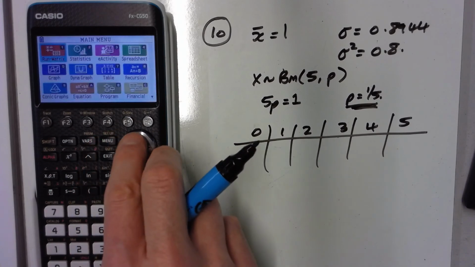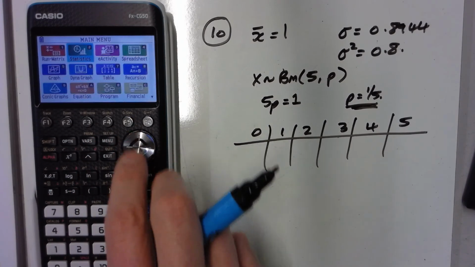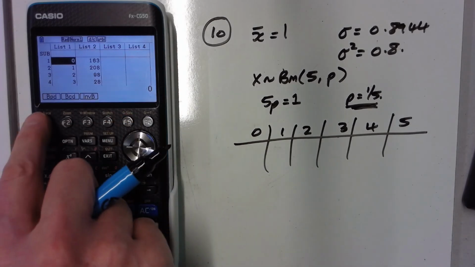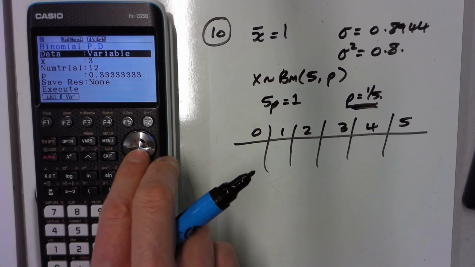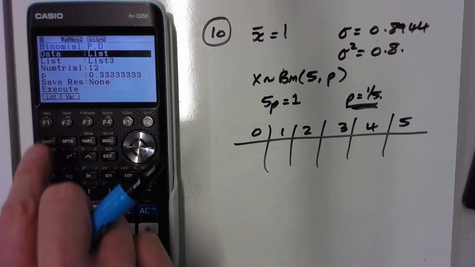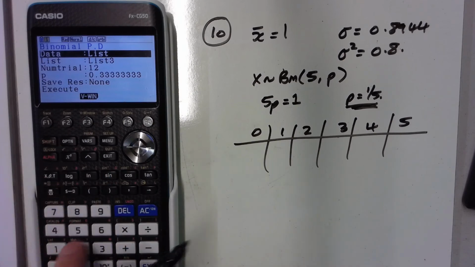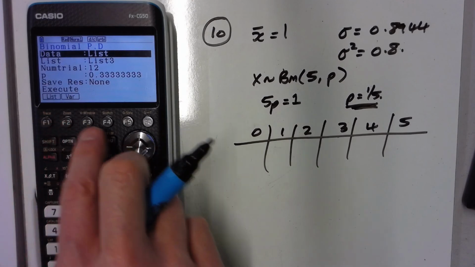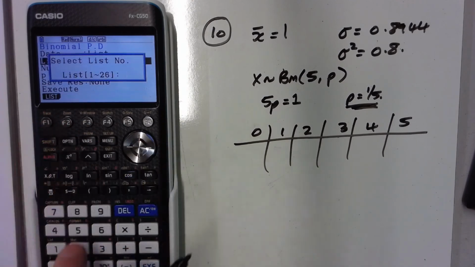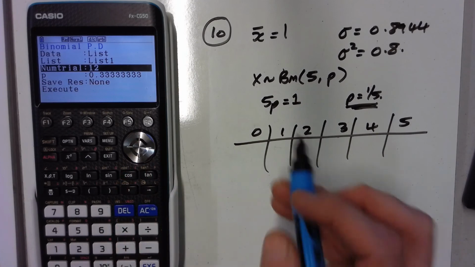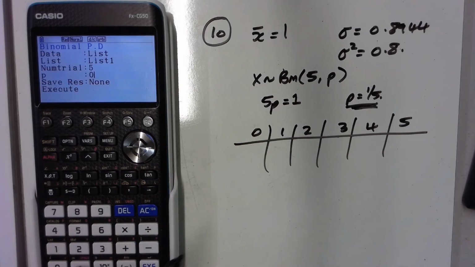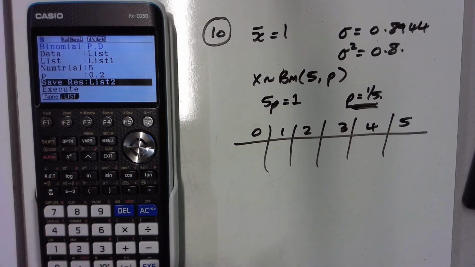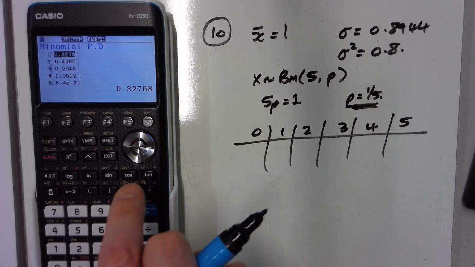So I'm just going to go to the menu, statistics. I'm going to go to distributions, binomial. I want to do a binomial PD. And now the data is already in list 1, isn't it? The data is already in list 1. And I want to put, there it is, in list 1. The number of trials is 5. The probability is 0.2. And I want to put the results in list 2. And now it gives us them.